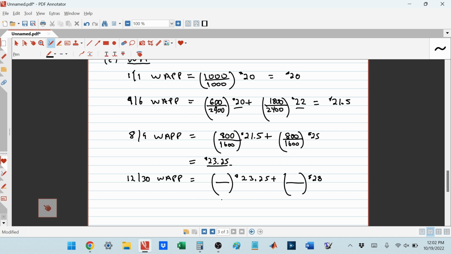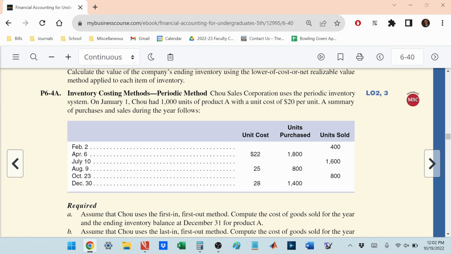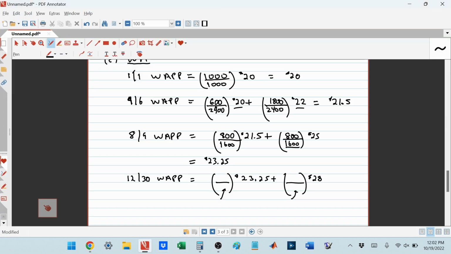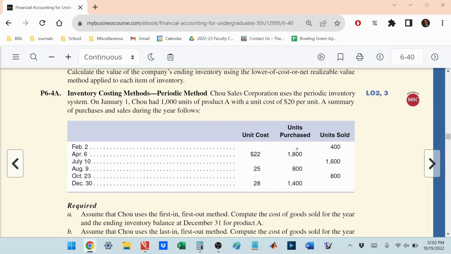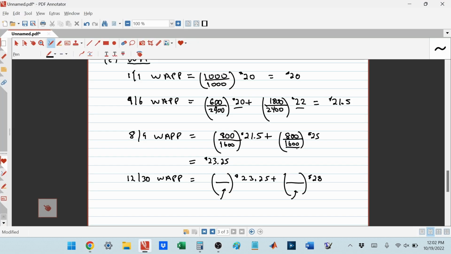As of December 30th, how many units could we sell at max? That's what goes in the denominator of these two weights. Well, as of August 9th, we determined at max we could sell 1,600 units. So what happened between August 9th and December 30th? We just sold 800 of them. That's the only thing that happened. And then we bought 1,400 more. So 1,600 minus 800 is 800 plus 1,400. So there's 2,200 units at the end of the year we could sell, which is our ending inventory, of course.